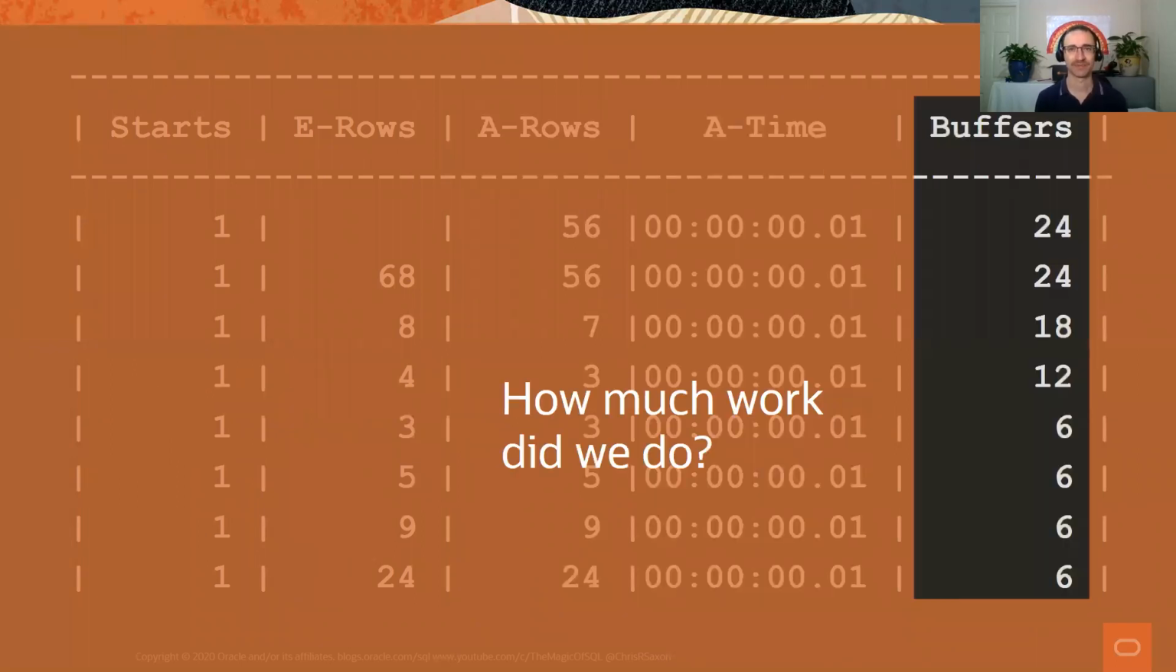How long did this operation take? And the Buffers. So I was talking about consistent gets, logical IOs. That's what this is showing you. How much logical IO work did this query do? And again, we want this figure to be nice and low, generally speaking.